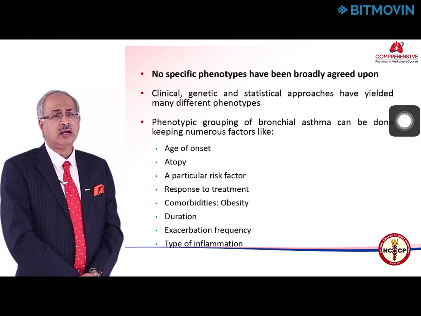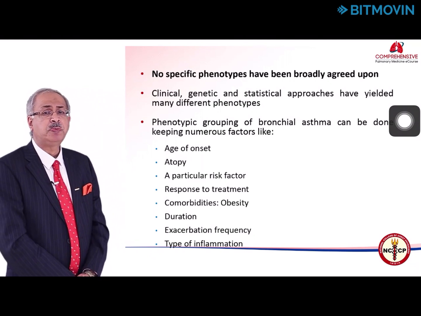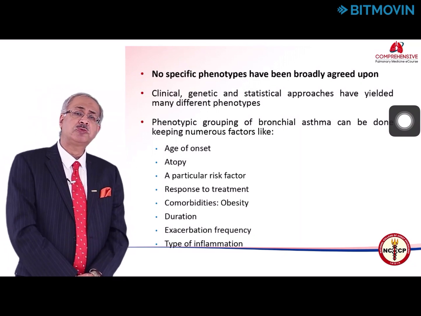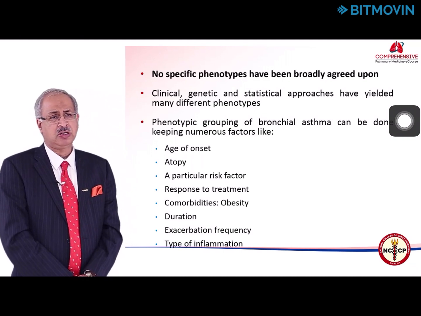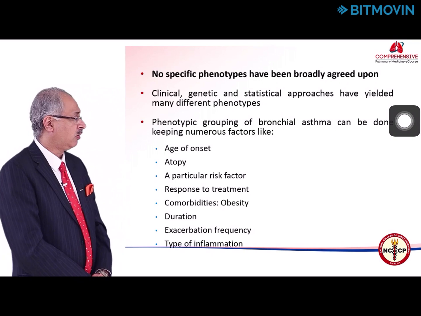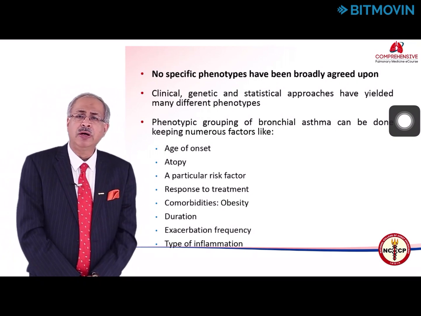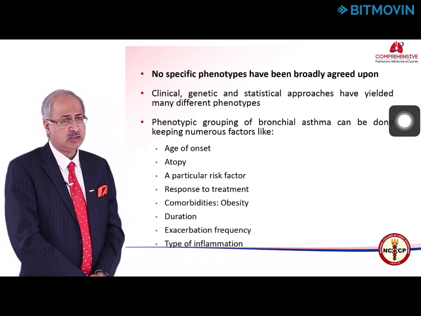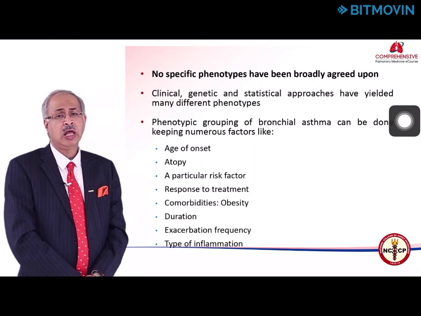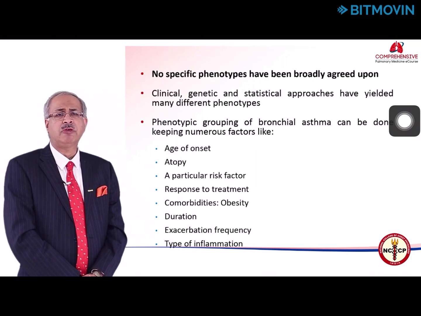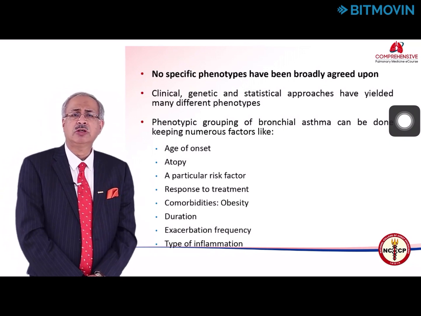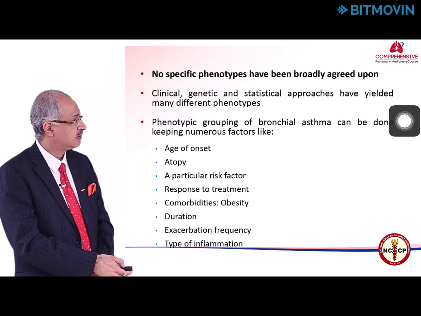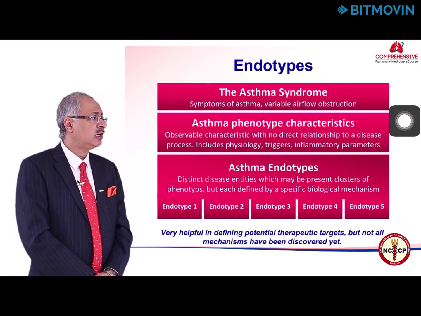A particular risk factor may be identifiable in an individual which predisposes the person to asthma, like an exposure to a particular allergen. How is the person responding to treatment, be it a long-acting beta agonist or primarily the inhaled corticosteroids? Is there any associated comorbidity, primarily obesity? What is the duration of signs and symptoms and the frequency of exacerbation, and what is the type of inflammation? In fact, the bottom line is the type of inflammation, but having said so, with the same sort of inflammation, presentation can vary, which depends upon a number of the factors which I just discussed. Now that is another concept we call an endotype.